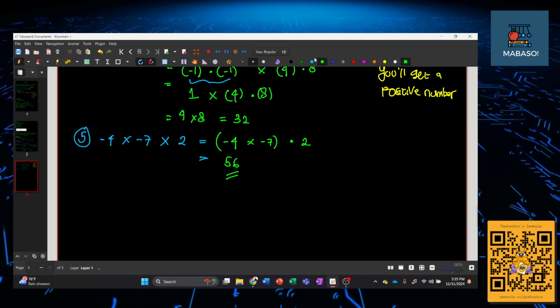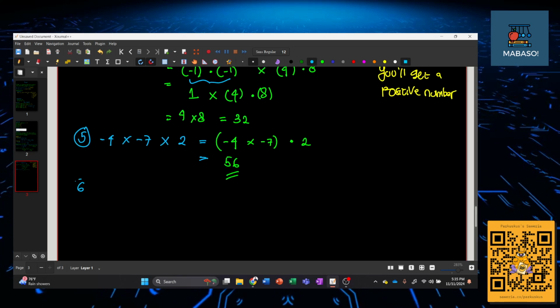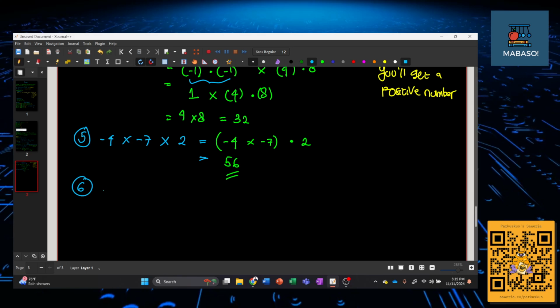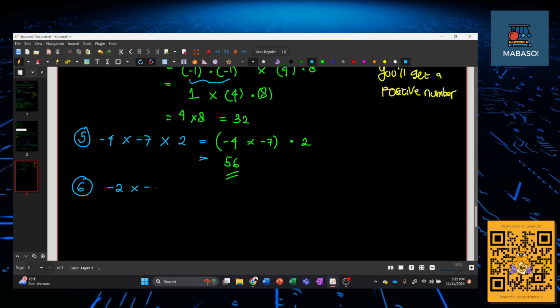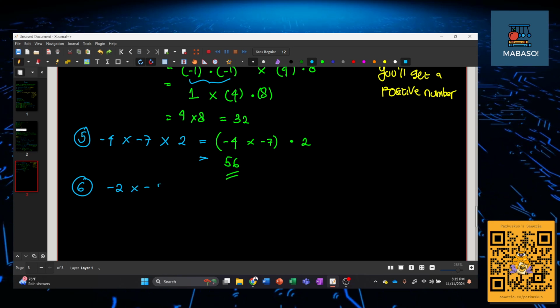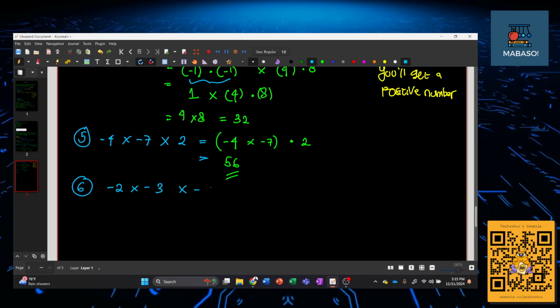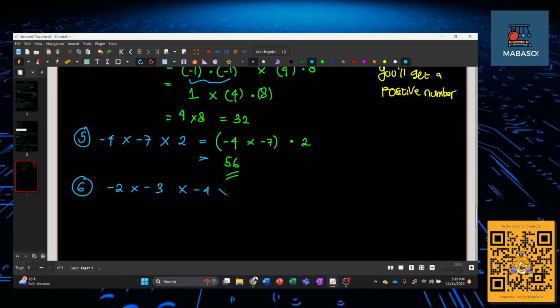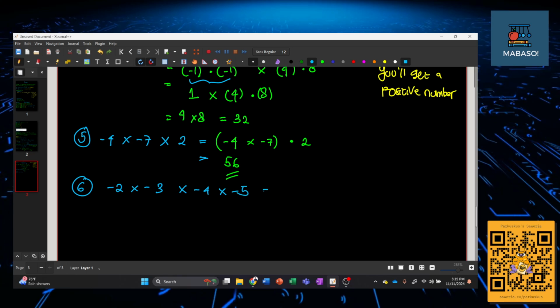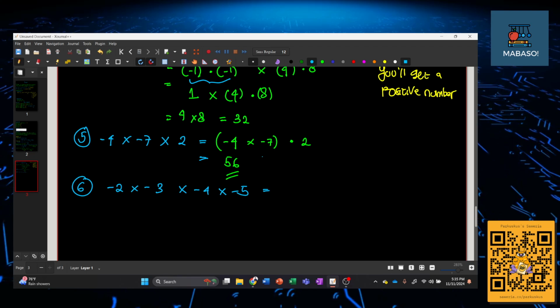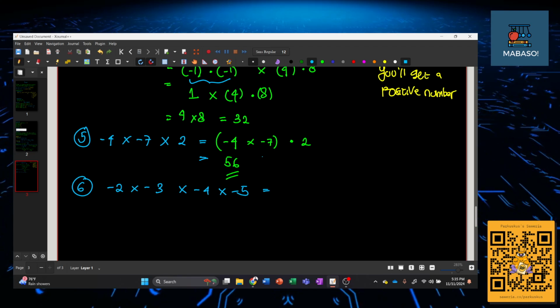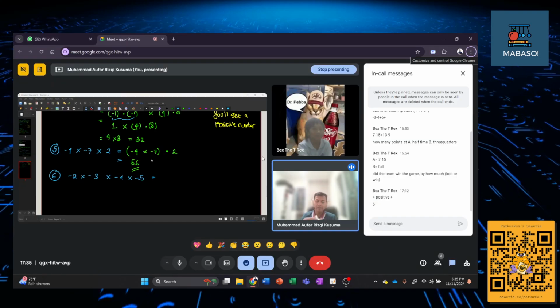What about the last one? If I had minus 2 times minus 3 times minus 4 times minus 5, what will be the result then? Can you put some brackets like I did earlier?